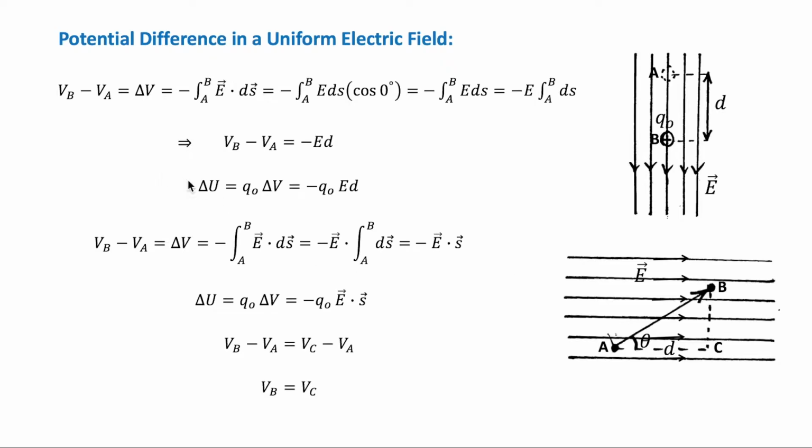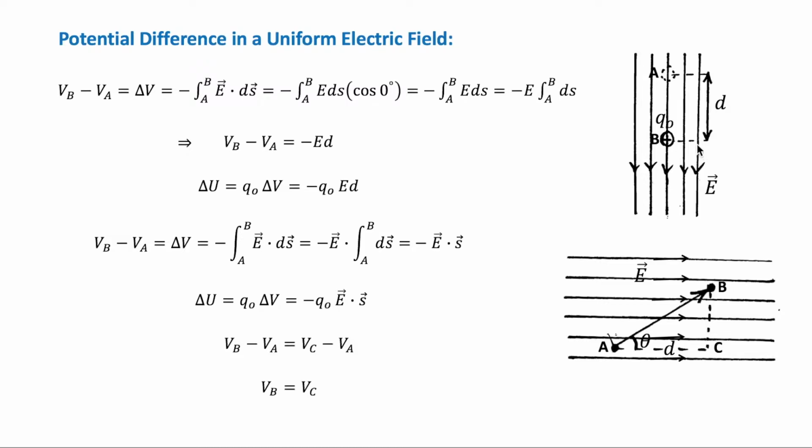And so the change in the electric potential energy of the charge field system when a positive test charge Q naught moves from A to B is equal to minus Q naught ED. So since Q naught is positive, delta U in this case is negative. And so as the positive test charge moves in the direction of the electric field, its potential energy, or the potential energy of the charge field system, will decrease, okay?